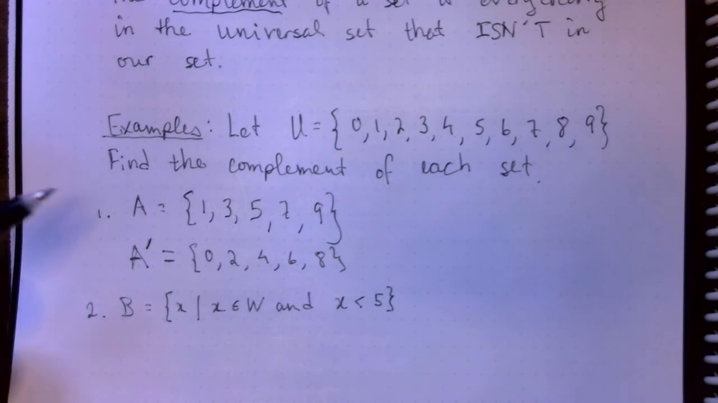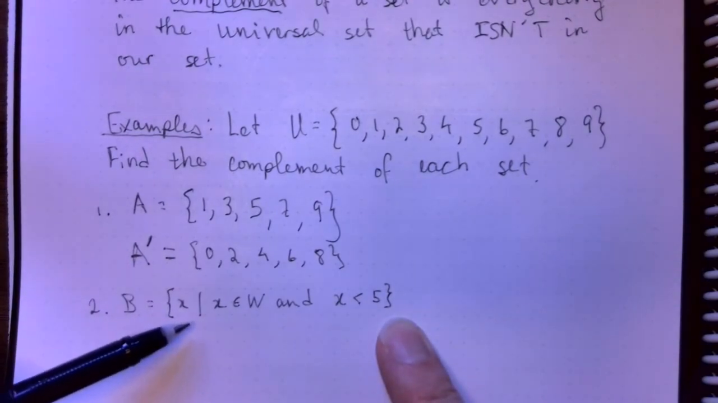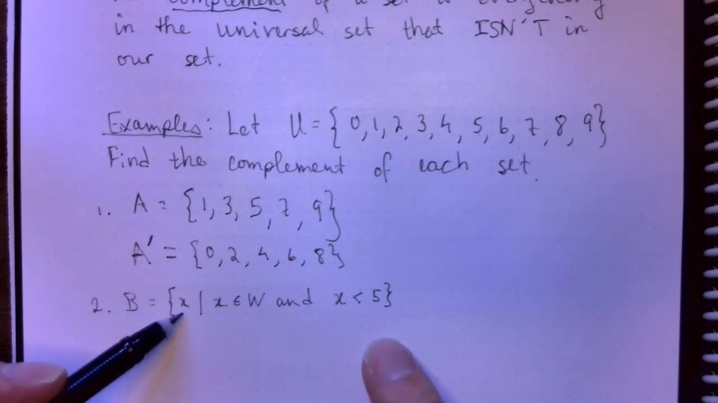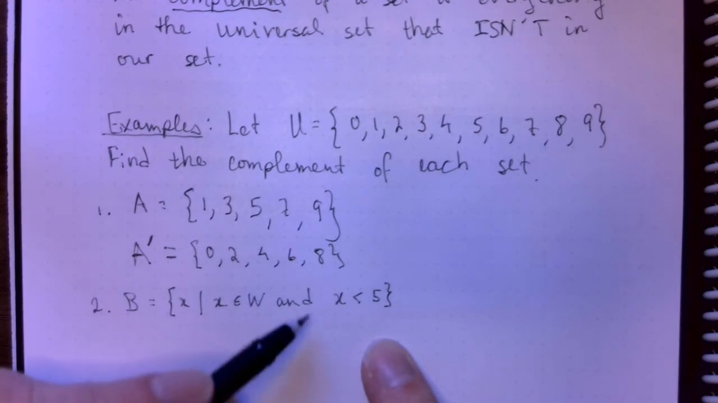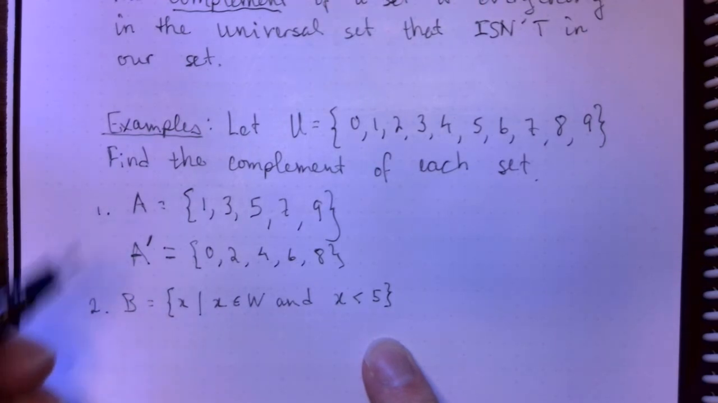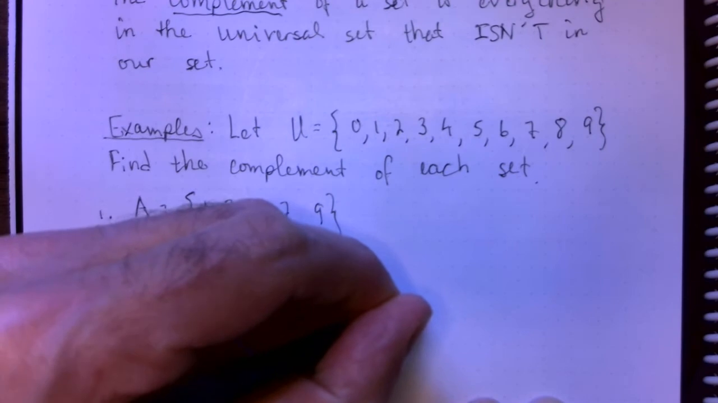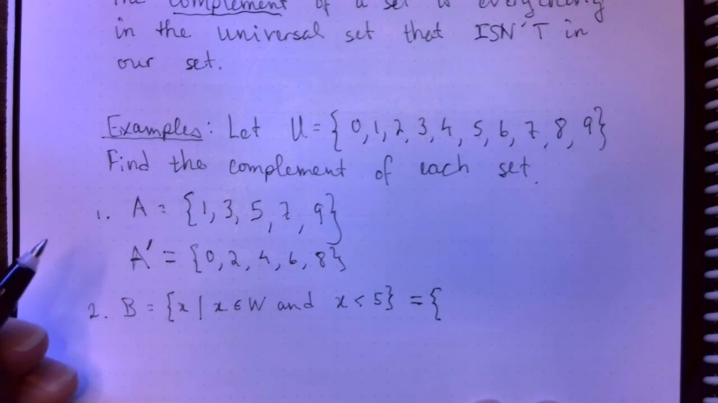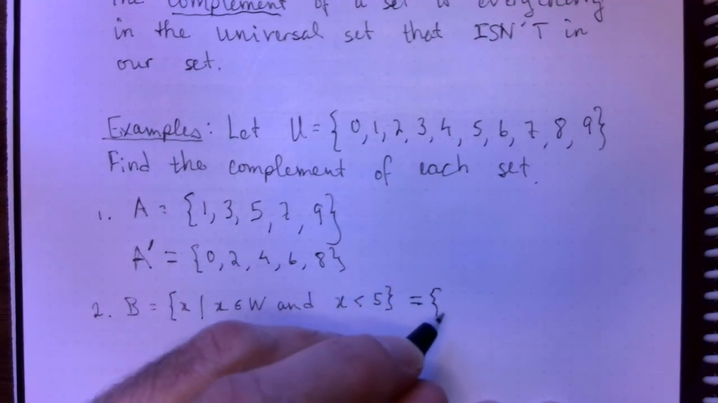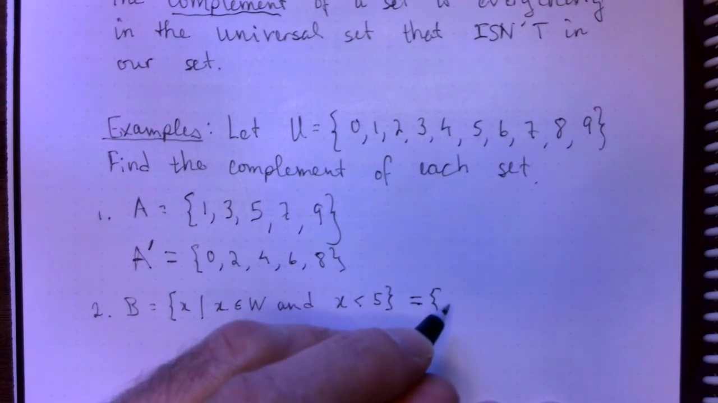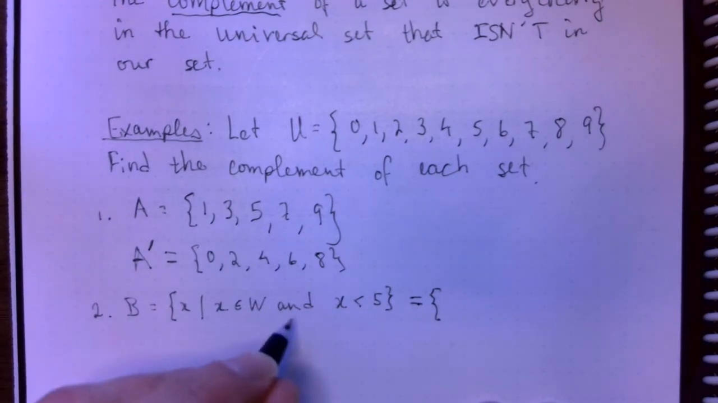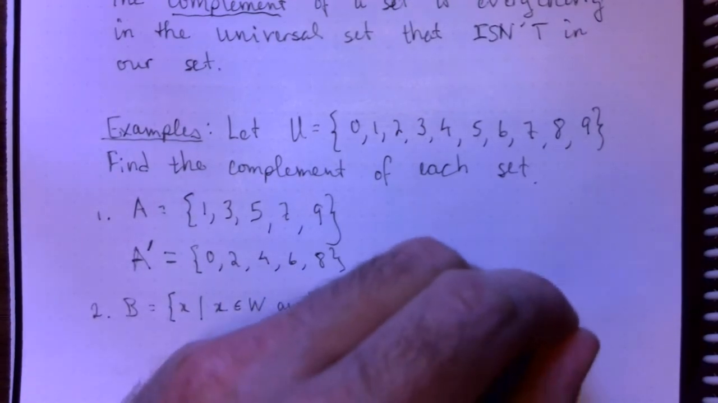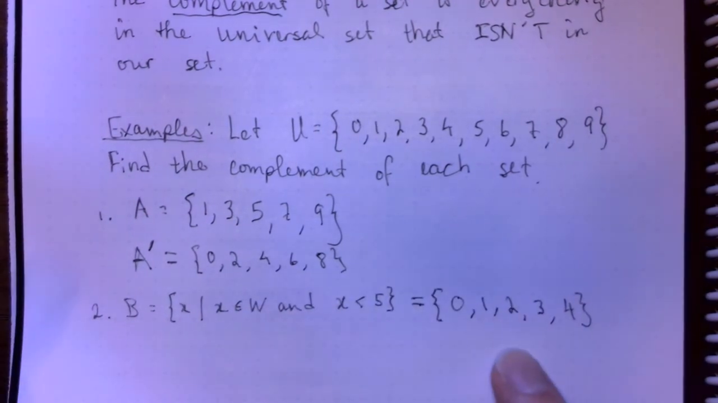Let's look at this next example here. This is given to us in set builder notation. Hopefully you remember this from the last section. This is the set of all x such that x is a whole number and x is less than 5. For the purposes of this problem, I'm actually going to rewrite my set B using the roster method. And of course you remember that the roster method is when we list out the elements of our set. So my set B is the set of all whole numbers less than 5: 0, 1, 2, 3, and 4. So that's my set B.